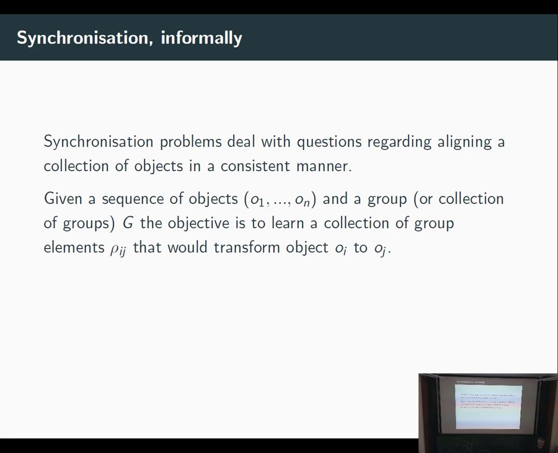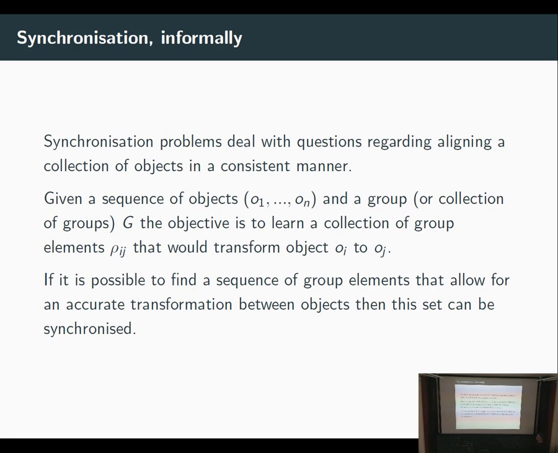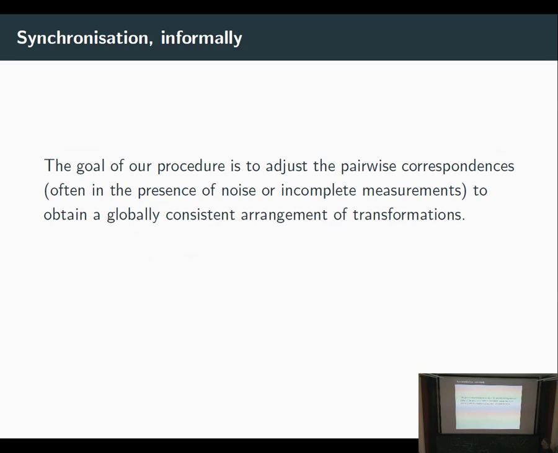So imagine that there are transformations that connect them somehow, okay? So those transformations will come from a particular group or maybe a collection of groups. So the objective of this is to learn the set of group transformations that would transform each object as well as possible to another one. And of course, precisely what you mean by transformation will depend on the particular geometric problem that you are trying to solve. Okay? So if it is possible to find a sequence of group elements that allow for a good matching between objects, then you can say that the set is synchronized or synchronizable. That's what it means. Okay?